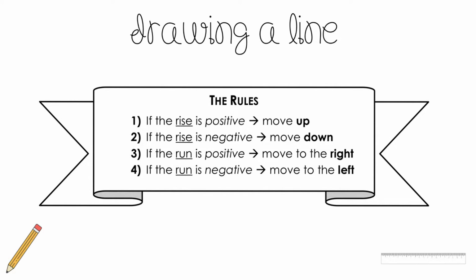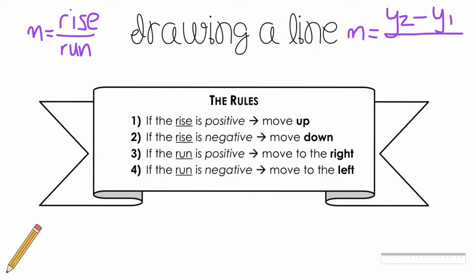So far, we know two things about slope. We know that when we have two points on a line, we can determine the slope by using the method of rise over run. We also learned last lesson that there is a formula that is a lot more efficient and precise, especially when you're dealing with fractions or decimals, or really for any number at all. That formula is y2 minus y1 over x2 minus x1.